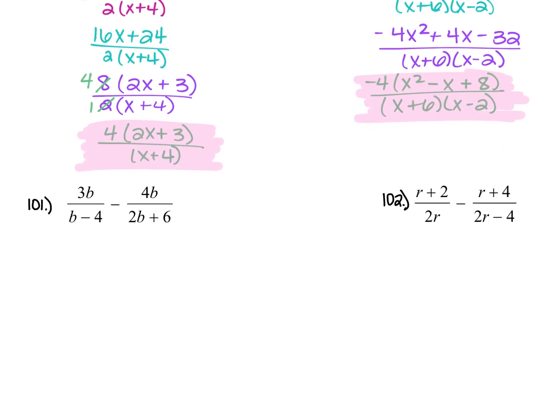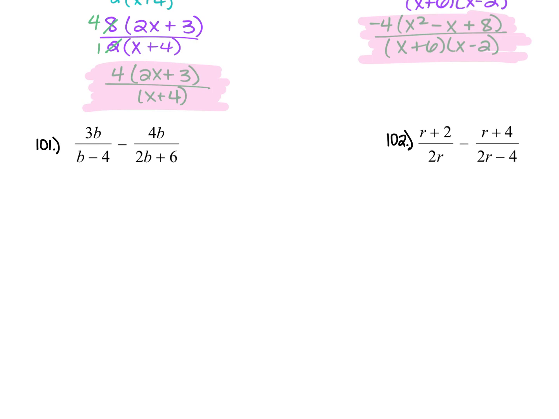For 101, you have 3b over b minus 4 minus 4b over 2b plus 6. I'm going to simplify this because the top and the bottom of that second fraction, your terms, are all divisible by 2. So this becomes a b, this becomes 3, this becomes negative 2b. So that's 3b over b minus 4 plus negative 2b over b plus 3. This will be a little bit easier to work with, so that way you're not completely simplifying at the end.